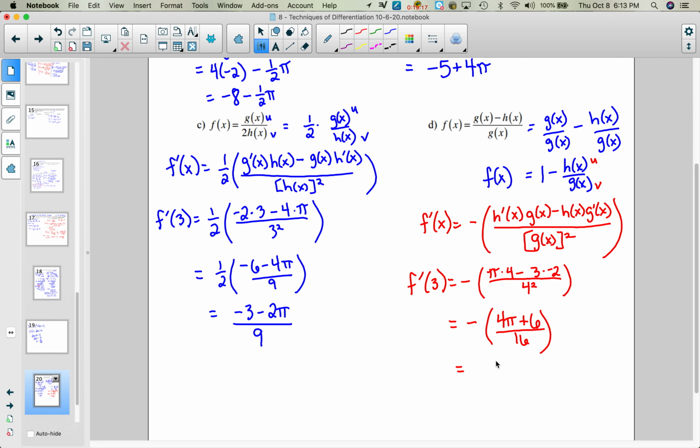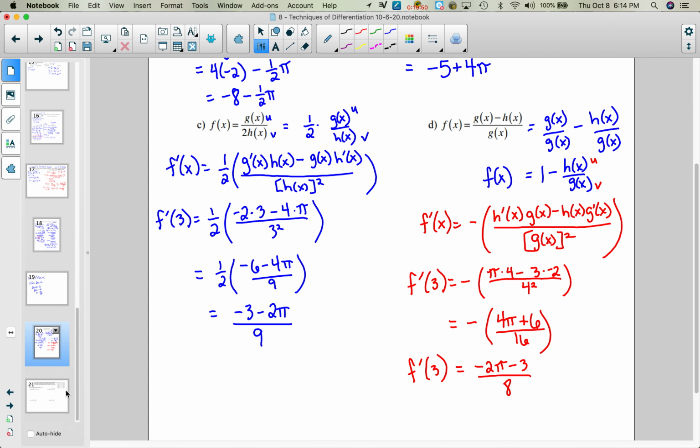So I can factor out a 2, and I'm going to distribute the negative sign, so we're going to have negative (2 pi minus 3) all over 8. Took a 2 out and distributed the negative. Okay, so that looks good. So that's f prime of 3. So that's how you use a table.